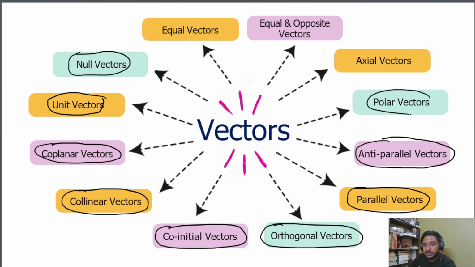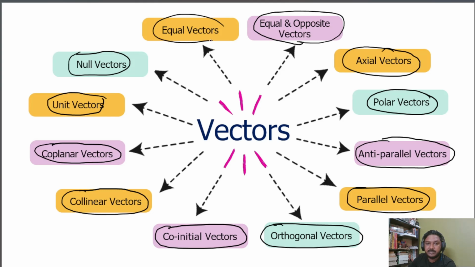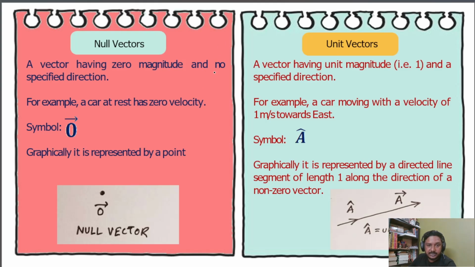Then come polar vectors, the vectors whose direction does not reverse on reflection, and axial vectors, the vectors whose direction reverses on reflection. We have equal and opposite vectors, equal in magnitude, opposite in direction, and equal vectors, which are same in magnitude and same in direction. So we will get into the details of each of them one by one with the help of diagrams. So first let us see a null vector.